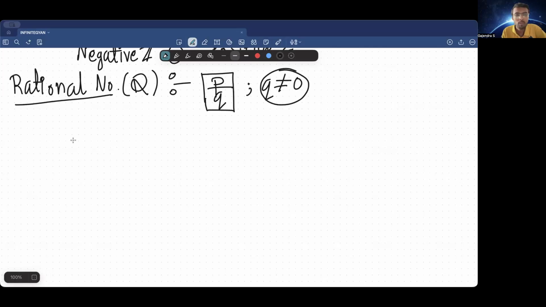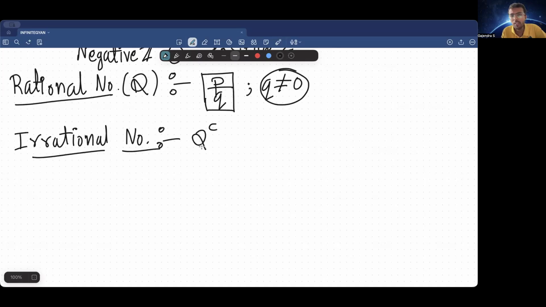And we also have some numbers which cannot be represented in the form of p by q, called irrational numbers. Irrational numbers you can represent by q complement or whatever it is. So you can just write q complement. So these are irrational numbers. Something which cannot be represented in the form of p by q will be known as an irrational number, right?